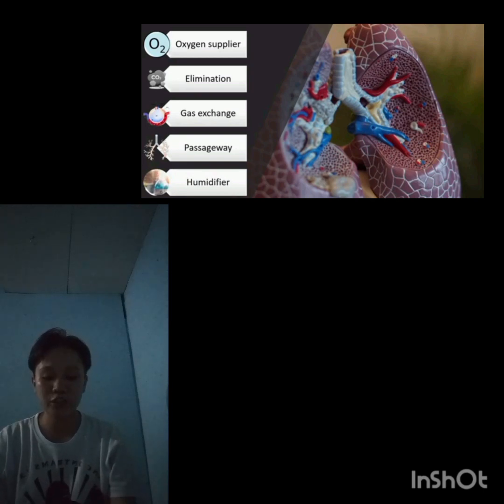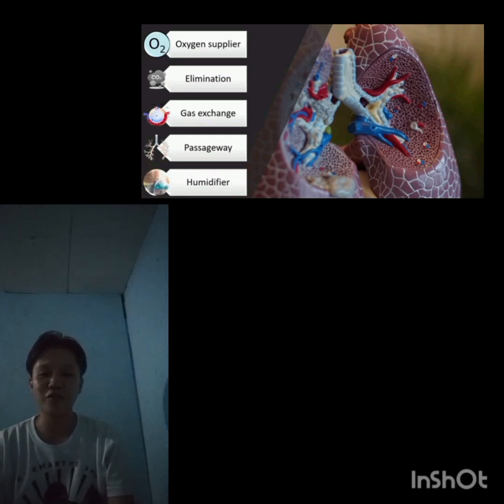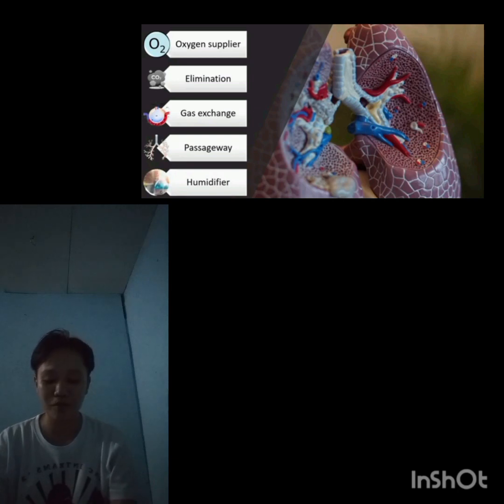Next is gas exchange. The respiratory system organs oversee the gas exchange that occurs between the blood and the external environment. Next is passageway. So it is a passageway that allows air to reach the lungs. Humidifier. So di ka ng humidifier nga mapalit sa mola o nasa inyong mga balay. So humidifier, it purifies, humidifies, and warms incoming air.